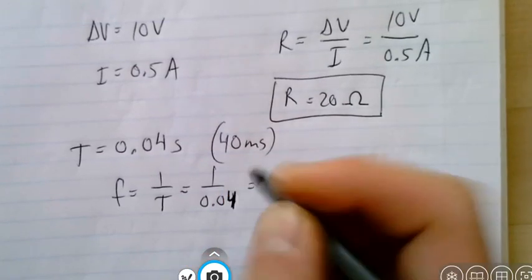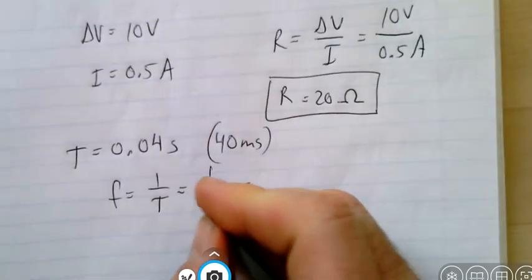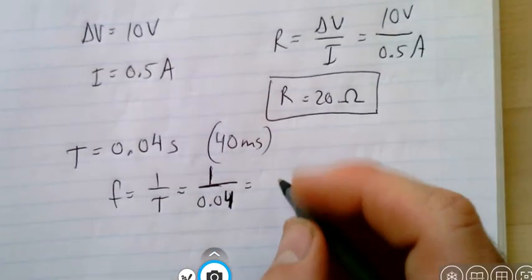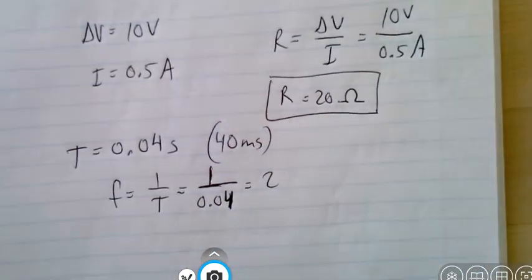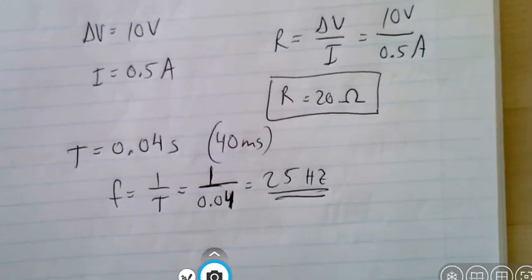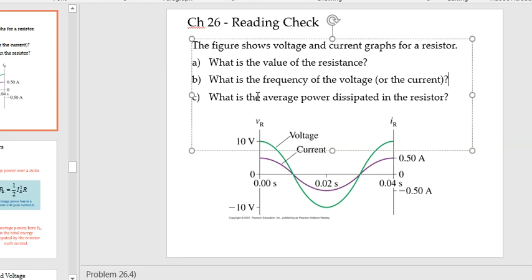Converting between period and frequency is something that we've practiced before, and I do want you to practice that and make sure that's a skill you've got down. So 25 hertz is the frequency of this signal. Okay, now lastly, we're asked, what is the average power dissipated in the resistor?